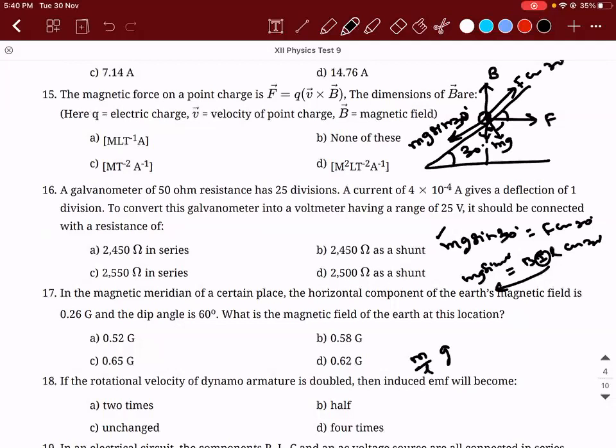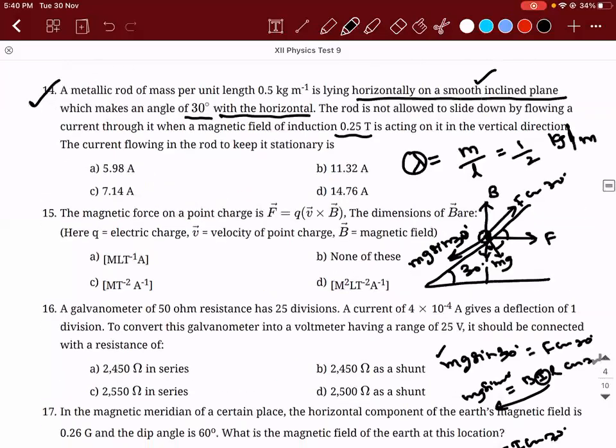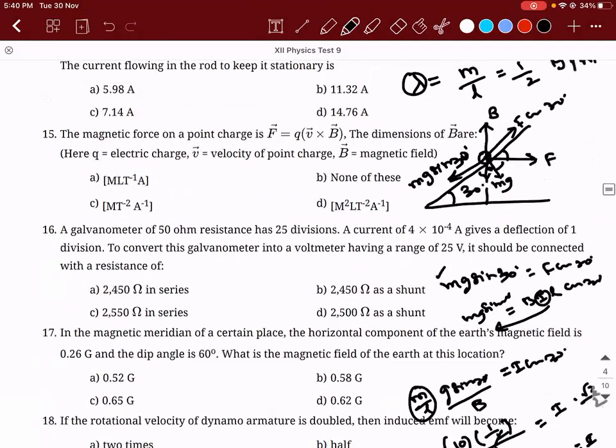m by L into g sine 30 divided by B is equal to I times cos 30. So m by L is half. g, I'll take it as 10 for the time being, half. Sine 30 is half, divided by 0.25, which is 1 by 4, is equal to I into root 3 by 2. So this and this 4 will get cancelled. It will be 20 divided by root 3 is equal to I. On solving this, the answer that you'll be getting is 11.32.